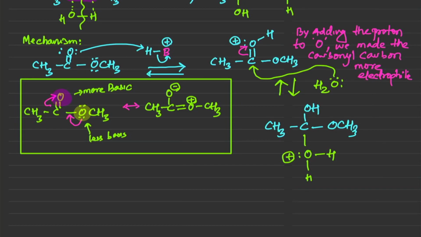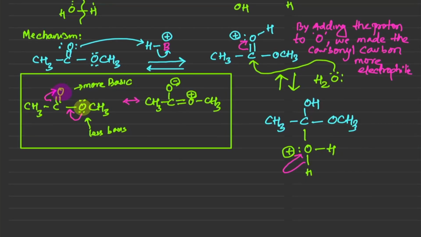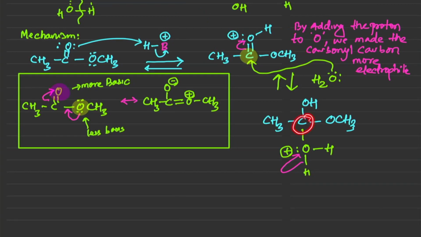Okay, so I want to do something different. I will bring back one of the OH bonds. It doesn't have to be this one. It could be this one too. So let's do that. So you noticed here, the carbon atom was sp2 hybridized. But here, the carbon atom is sp3 hybridized. So this is an sp3 hybridized carbon atom.